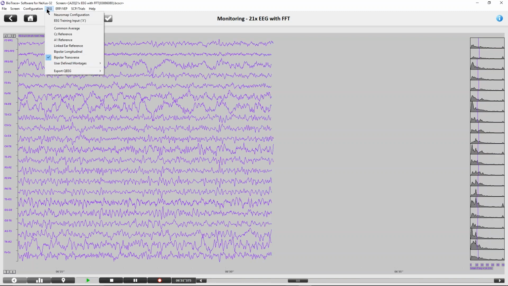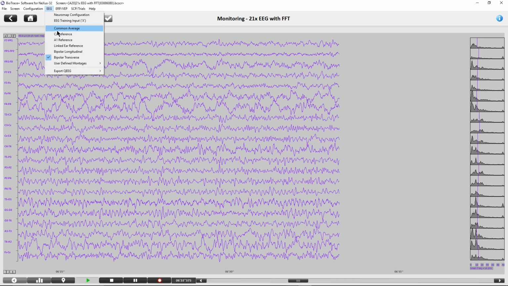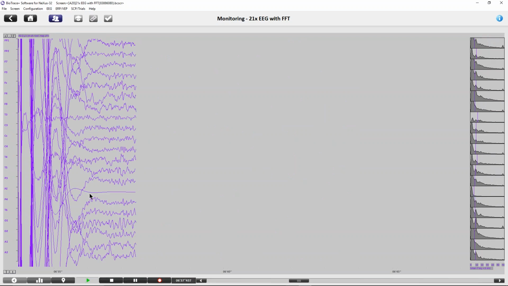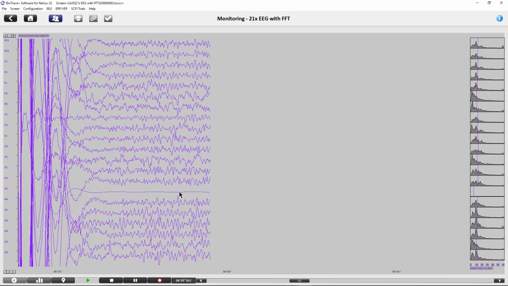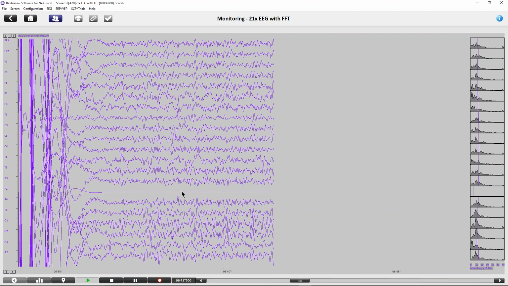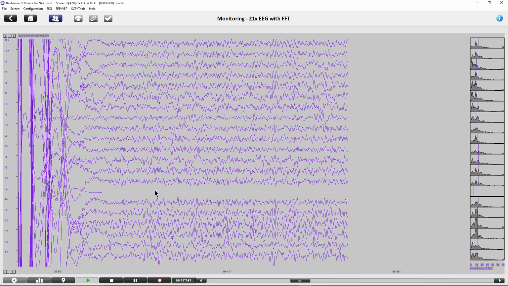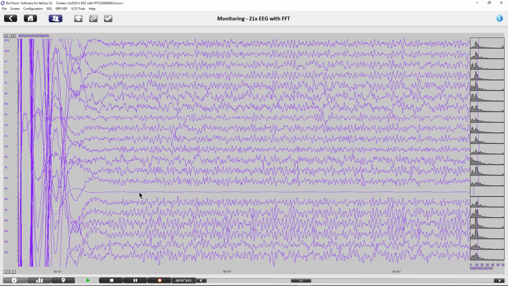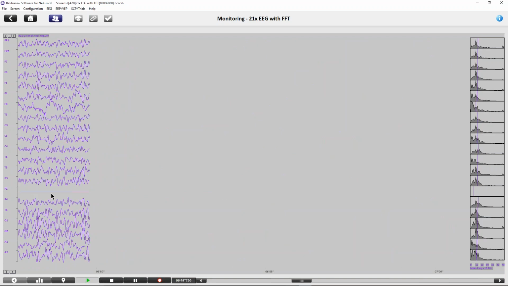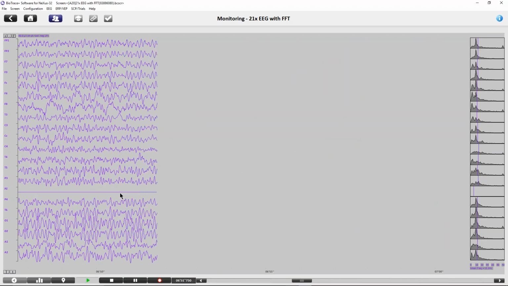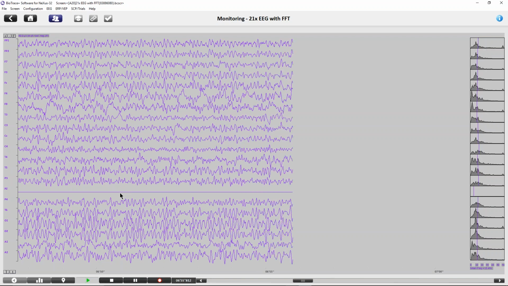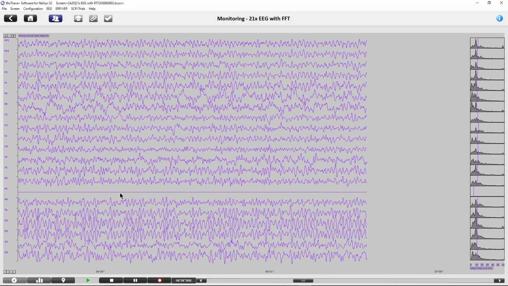If you have a choice of a common average reference, sometimes that will allow you to see the sensor without any contamination from additional sensors, and that's what we have here. So here we have a common average reference, and that gives us an indication that we've got a flat line at PZ, and so that's a bad connection at PZ. And that's something we would want to keep track of.